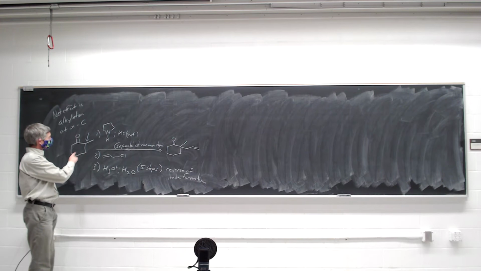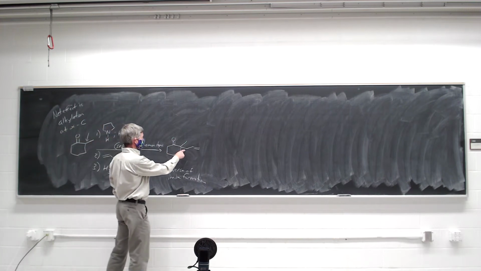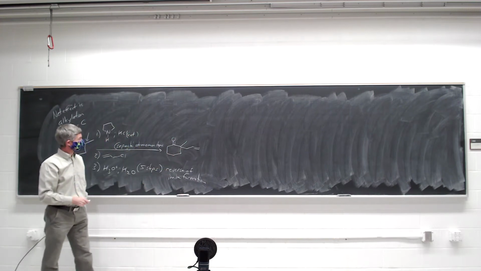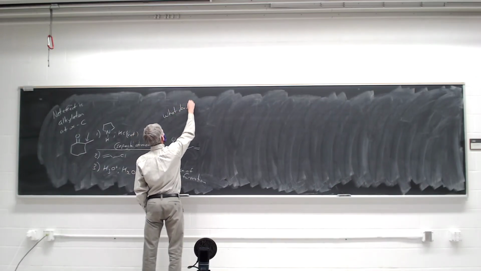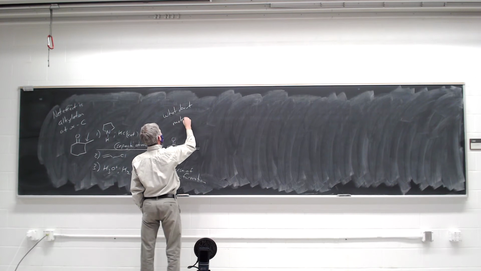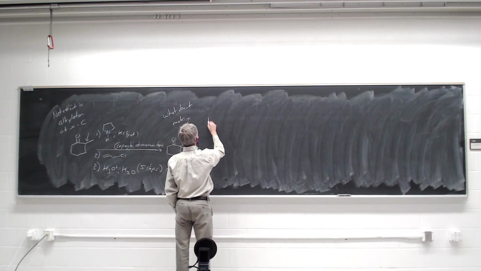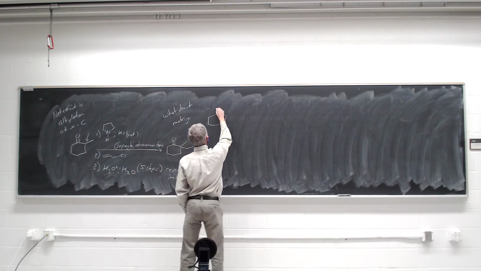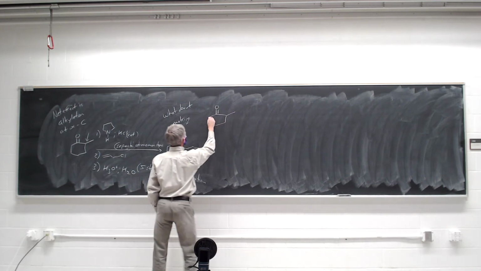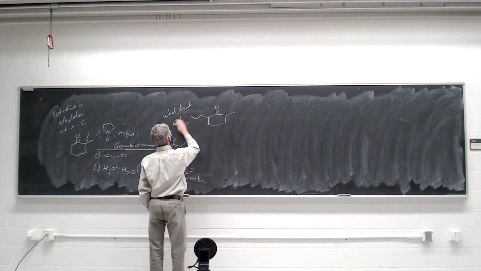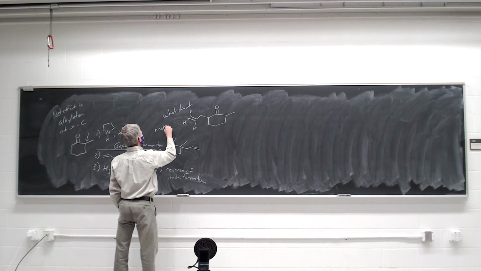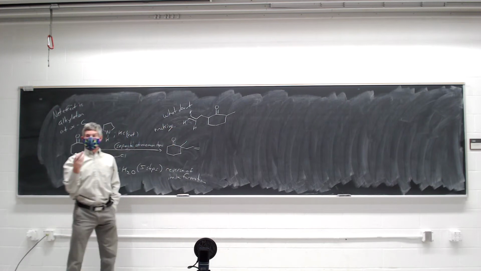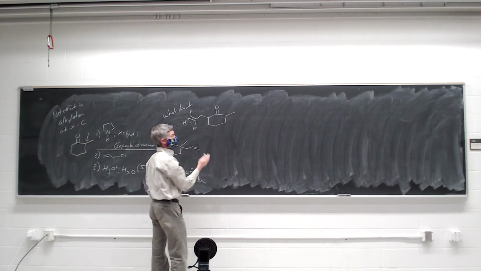So this is a useful synthetic method if what we want is that product. But what if what we wanted was this product, where we actually form the new carbon-carbon bond at the less substituted side?